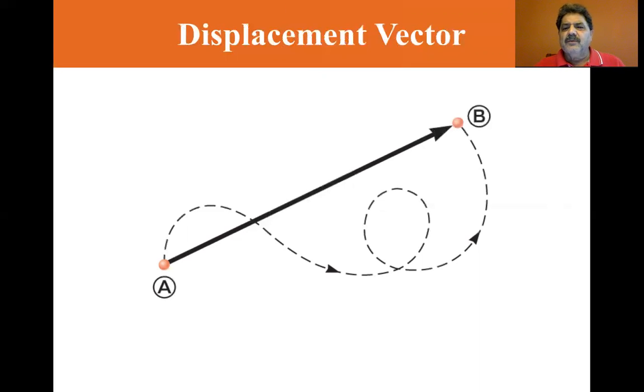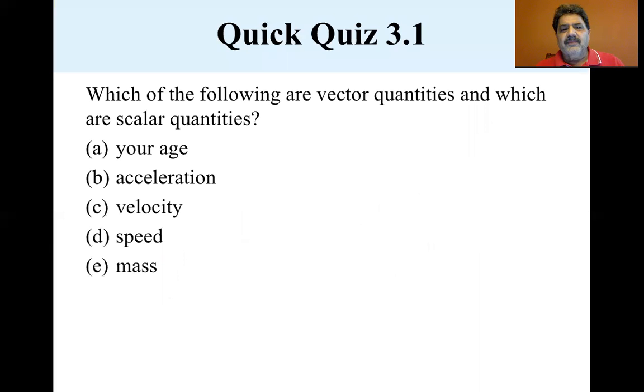Okay, now given that information, let's do a little quiz. This should be simple. Which of the following are vector quantities and which are scalar quantities? Your age, acceleration, velocity, speed, and mass. I'll give you a little time to think about it.